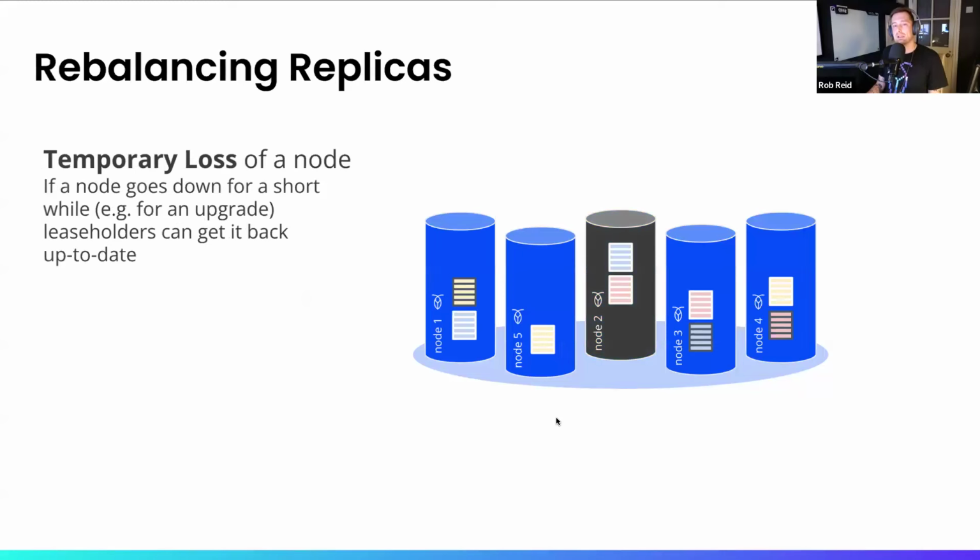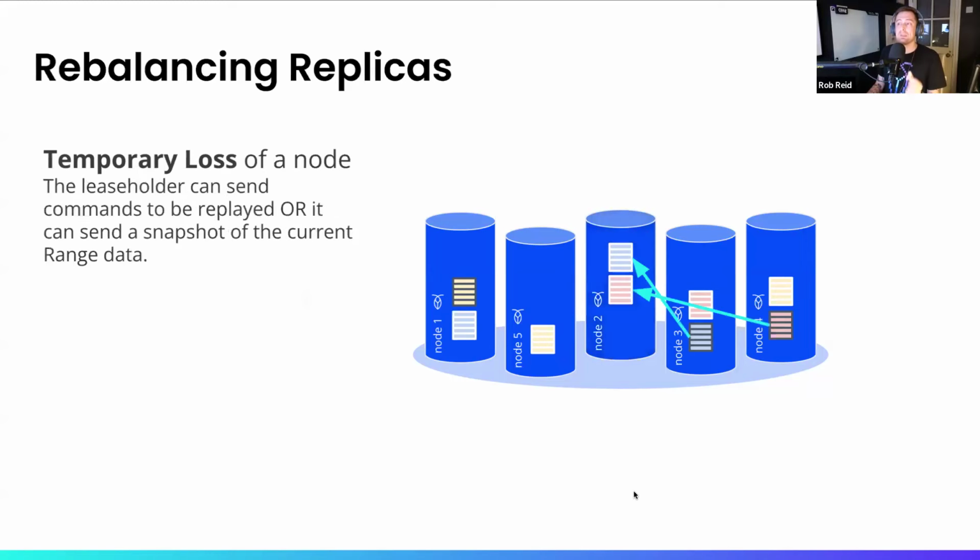Let's say we temporarily lose a node. In this instance, there aren't any leaseholders on this particular node. So what happens is the node goes down. If it's down for less than 5 minutes by default, we call that time until node dead. When it comes back online, the leaseholders simply replay any transactions that happened back to that node, and we call that up replication. So they're bringing that node back up to date.